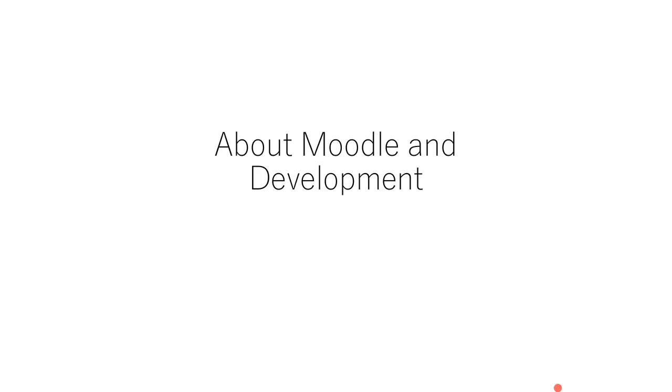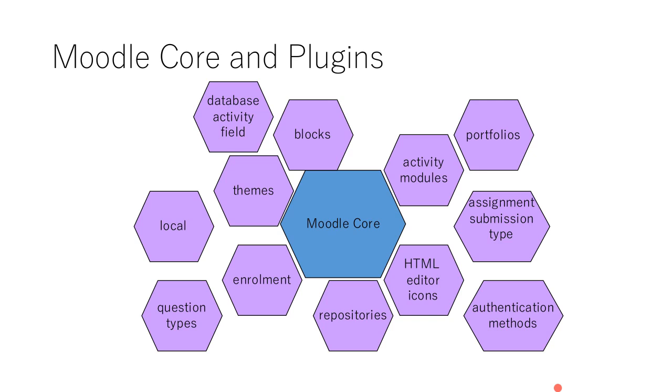So let's talk about Moodle and development in general. In Moodle, we have Moodle Core, which is actually a neat set of APIs and plugins, very robust, and we have a very wide range of plugin types. There are in fact over 43 different types of plugins. I counted them at one point. We had 43, but there are probably more than that now.